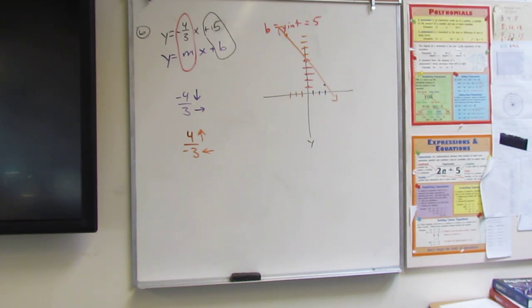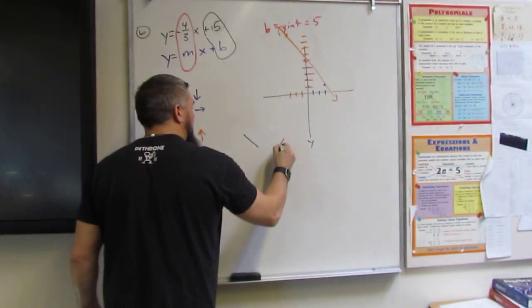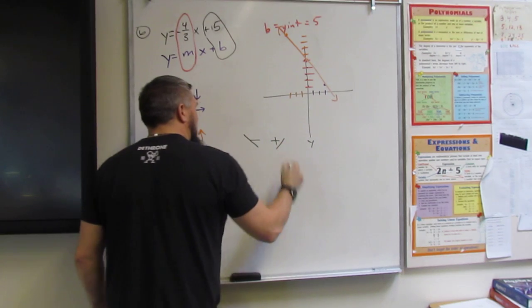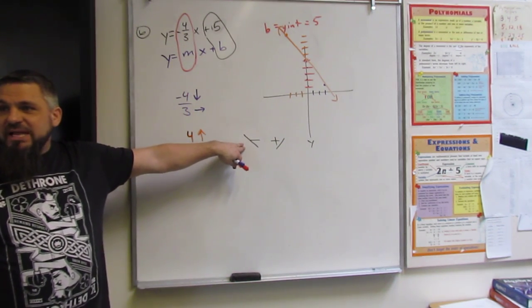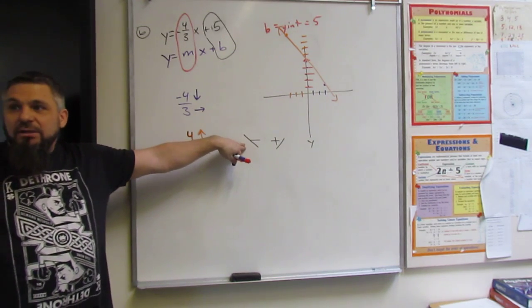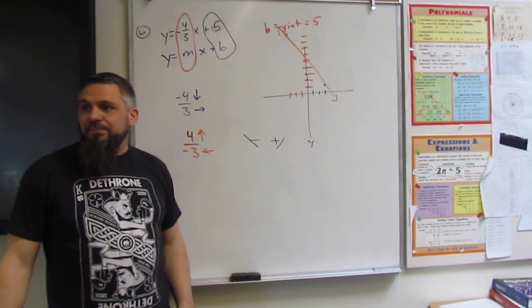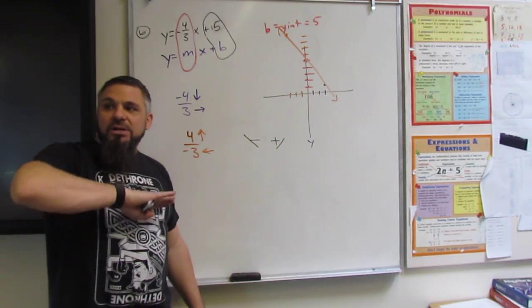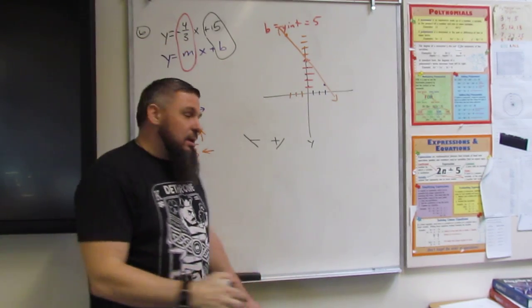Now I'm going to show you a little trick to remember this. Do you see how this slope is negative because it goes down from left to right? You see that? This one's going up, so it's a positive slope. It goes up from left to right, so it's positive. Does that make sense?